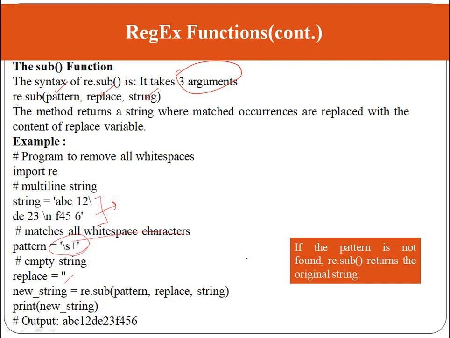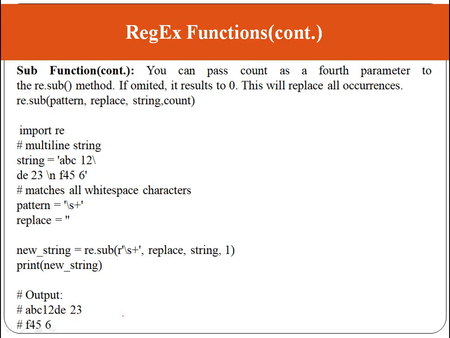Then you are using re.sub over here. The pattern you have defined is slash s plus. You have given the multi-line string, you are providing the string, and you are printing the new string. So it has removed all the spaces from there. Continuing with the sub function, you can use one more parameter over here. You can pass either 0 or 1, where 0 is the default. What do you mean by that?